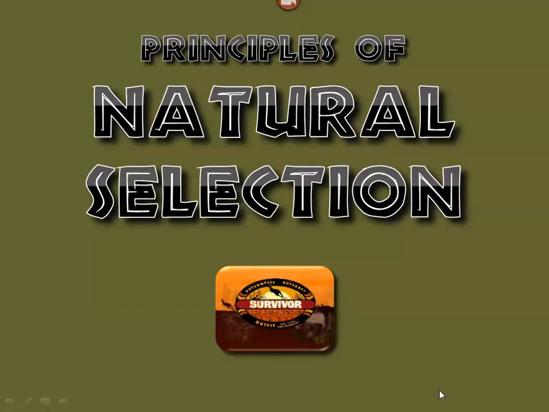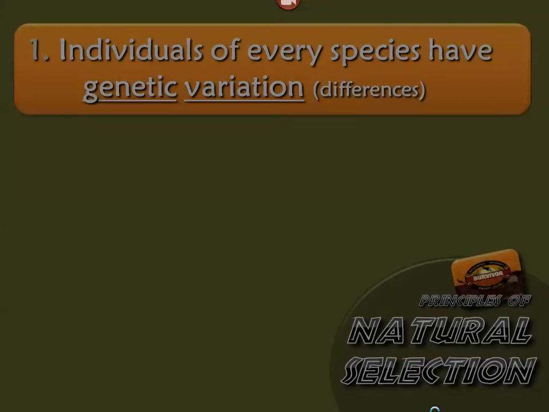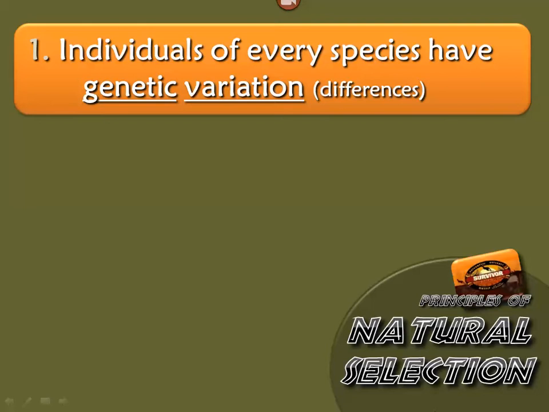I'm Mr. G. Principles of natural selection. We're going to take a look at what it is that natural selection needs in order to work. The first thing basically is you need some differences to work off of. Individuals of every species have genetic variation. In other words, they're different. They have some diversity. And you need that in order for natural selection to work.